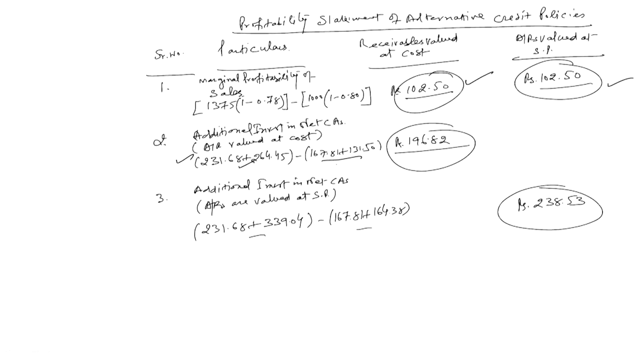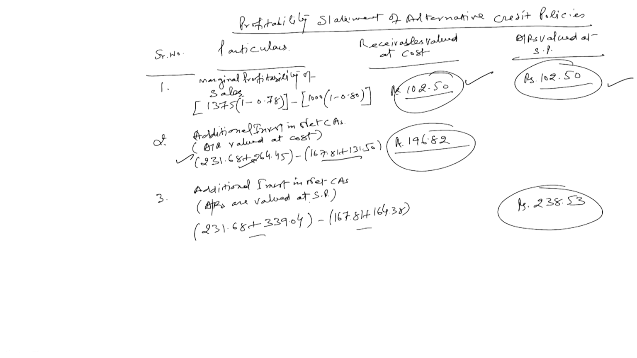So the total new investment will be this plus this, and then the existing investment in the net current assets was 167.81 plus 131.5. So now the additional investment required, when the receivables are valued at cost, is 196.82 crores.